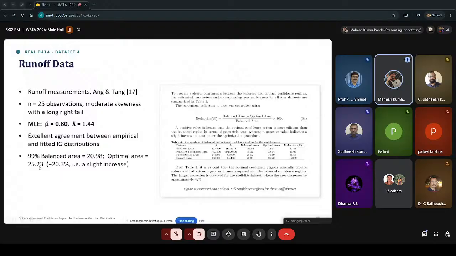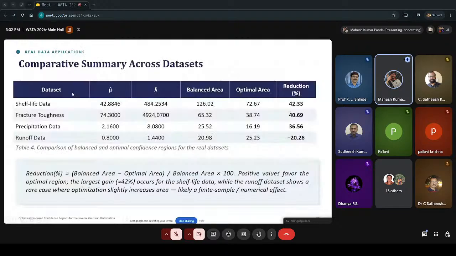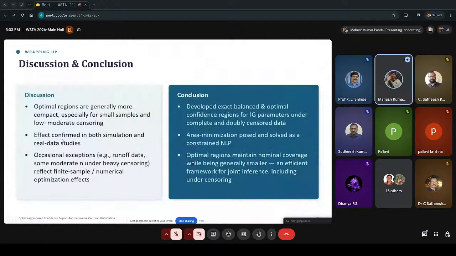So this is the comparative summary across all data sets. In the first data sets, there is a reduction of 42.33, 40.69, and then 36.56. However, in the last data set, there is an increase in the value. So how do you find the reduction percentage? Basically, balance area minus optimal area divided by balance area. The optimal regions are generally more compact, especially for small samples, and whenever the censoring is low and moderate. We find this confirmed using both the simulation and real data studies.